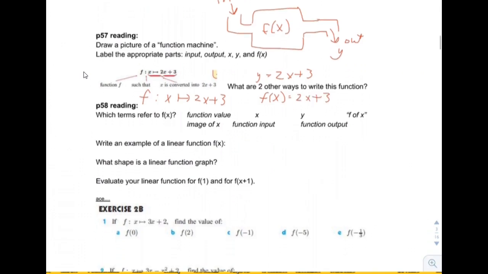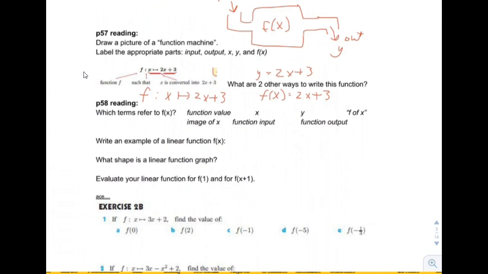All right. Which terms refer to f of x? So f of x, it's the function value, it's the y, it's f of x, function output. Okay? Also image of x. These are all ways to refer to f of x, as you can see in the page 58 reading.